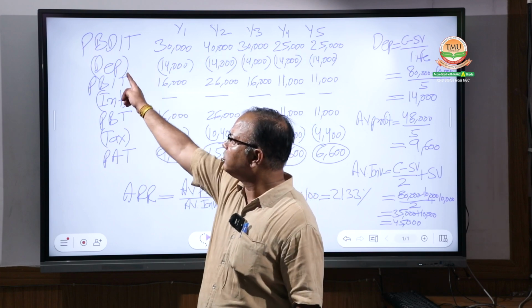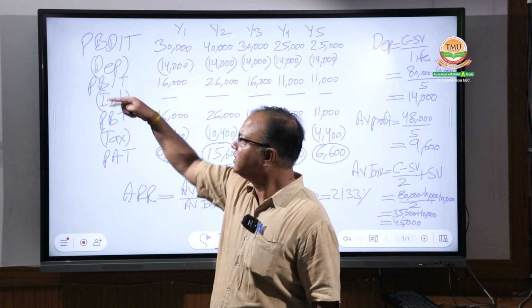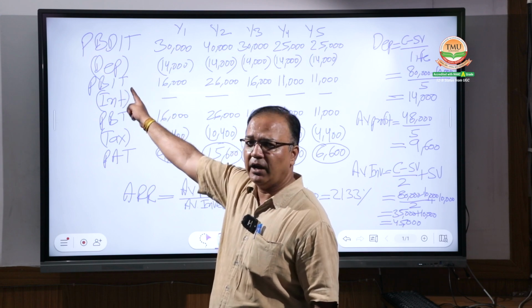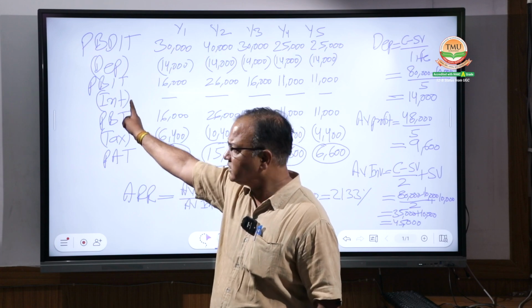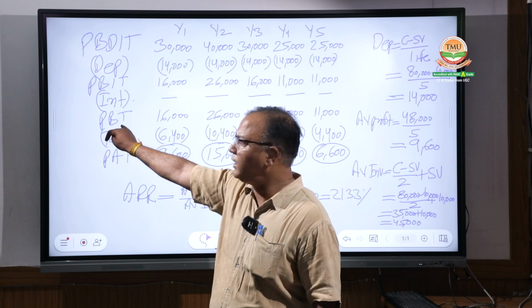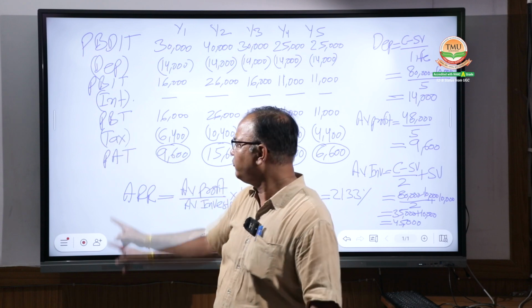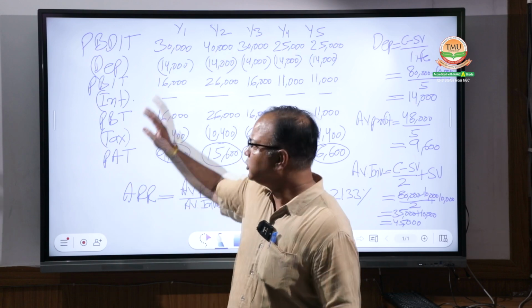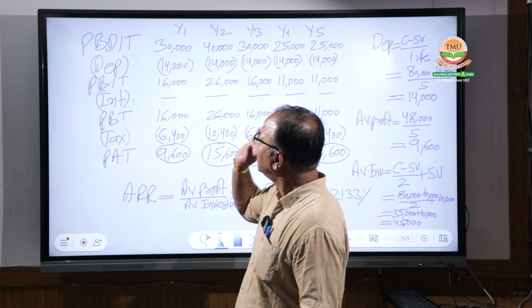First of all, you have to deduct the amount of depreciation. After deducting the amount of depreciation, the figure is PBIT, and from this figure you have to deduct the amount of interest. Then the figure which arrives is PBT, and after that you have to deduct the amount of tax. Then you find out PAT. So we put the values here.